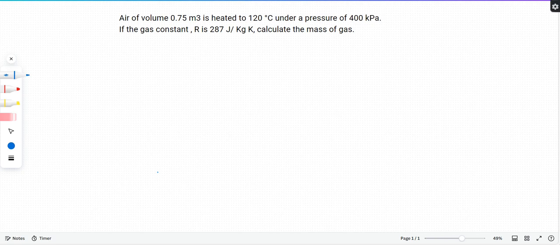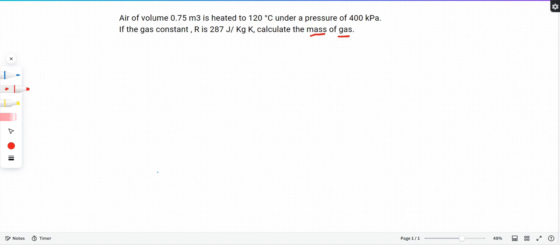Hello. Right, this one is another one on using a gas law. But this one is all about calculating the mass of gas. Gas does have a mass, although perhaps not a lot, but it does have a mass.